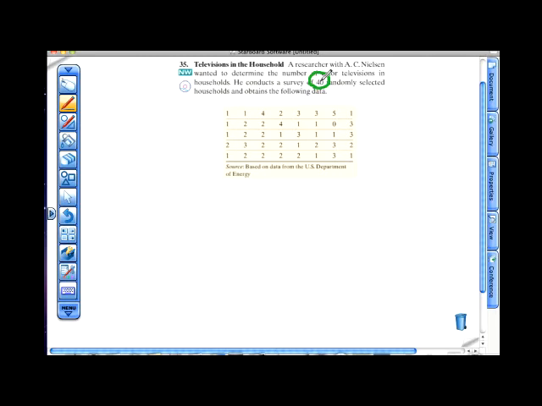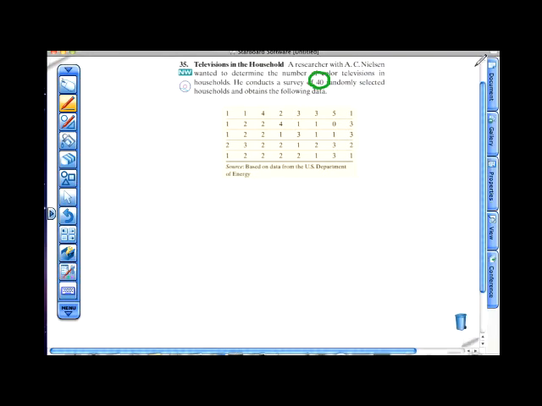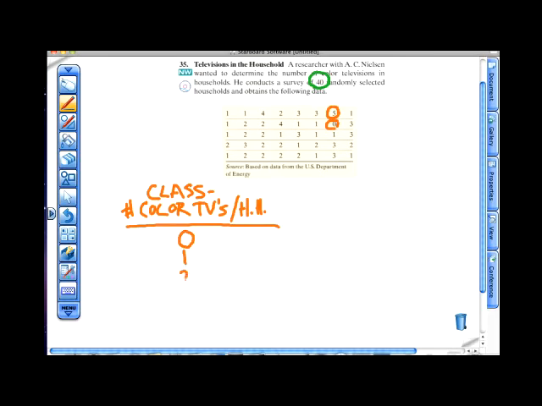So let's say we want to organize this data. We look at it, and in its raw form it's not really telling us a whole lot. So we want to organize it in a frequency distribution. Here are the classes, and I'm going to change color again because I can. How about orange? Our classes are going to be the number of color TVs per household, HH for short. The classes depend on the data itself. Notice that our smallest number is 0 and our largest number is 5, so we include our smallest number all the way up to our largest. 5 color TVs, can you imagine? Who watches that much TV?